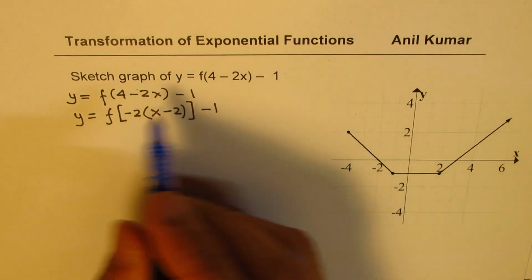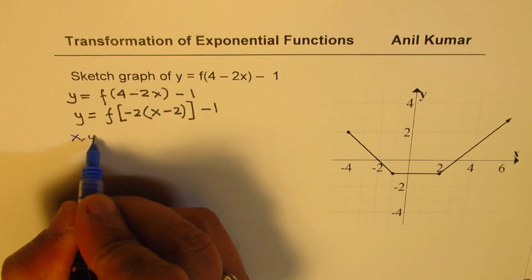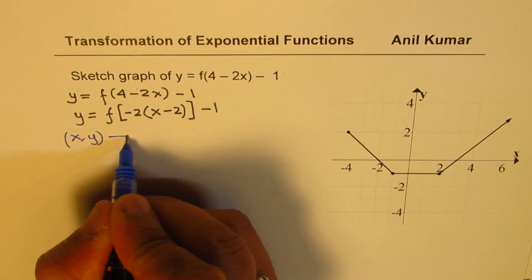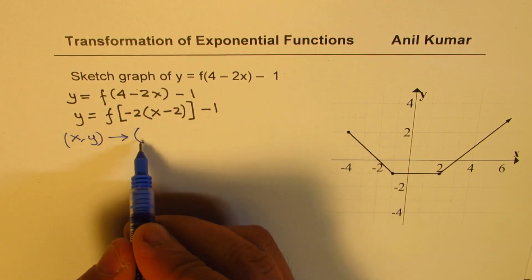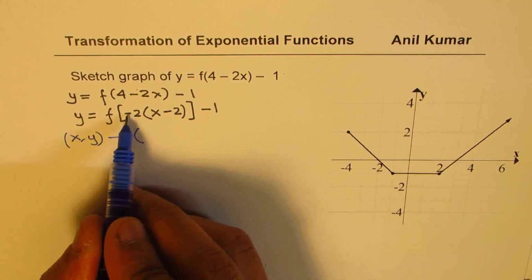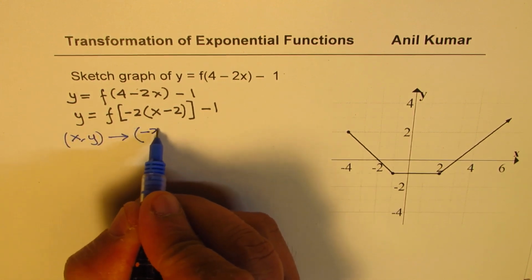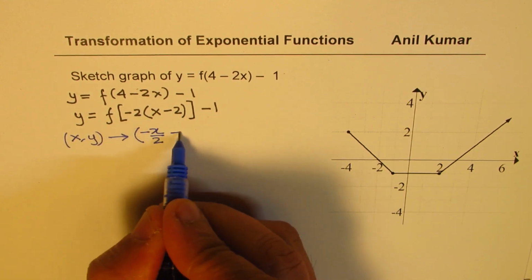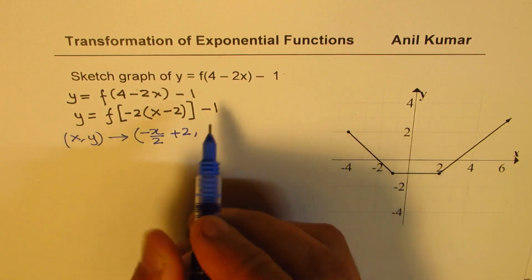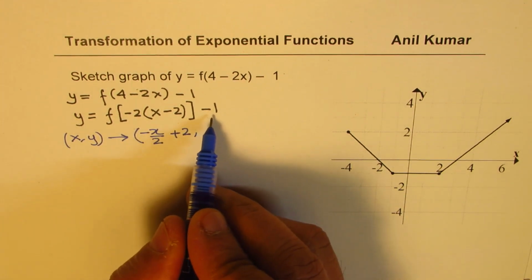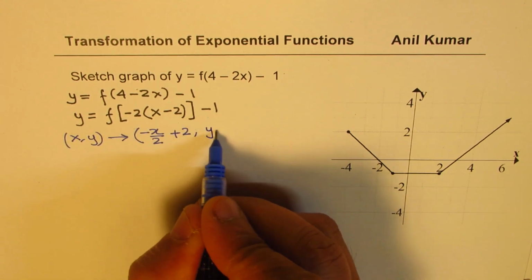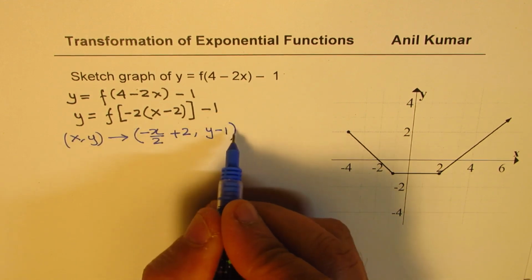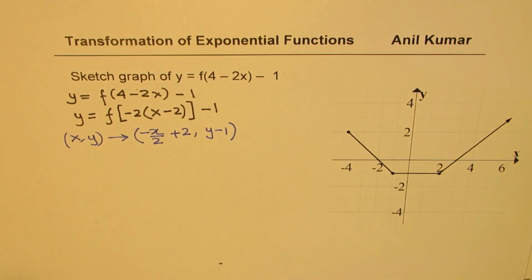Now, the coordinate points x and y will change to what? The x values will get multiplied by minus half. So I could write this as minus x over 2, and then you have to add 2, right? So that is how the x values will change. The y values will be decreased by 1 since the graph is translated 1 unit down. So that is the transformation of points.